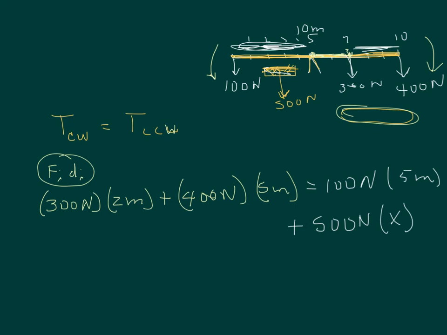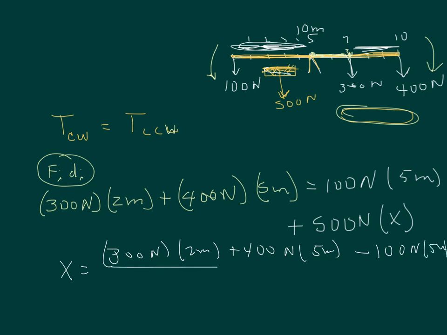So now I solve for X. X is going to be 300 newtons times 2 meters plus 400 newtons times 5 meters minus 100 newtons times 5 meters, all of that divided by 500 newtons. Well, the newtons are all going to cancel out, and I will be left with units of meters, which is correct because that's going to be my distance X. And when I divide this, I get 4.2 meters.